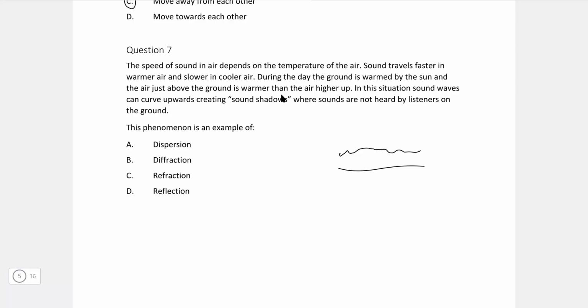And this is an example of the wave actually changing its direction, the curving upwards, and this is an example of refraction. Anytime we have a change of direction, we're talking about refraction.